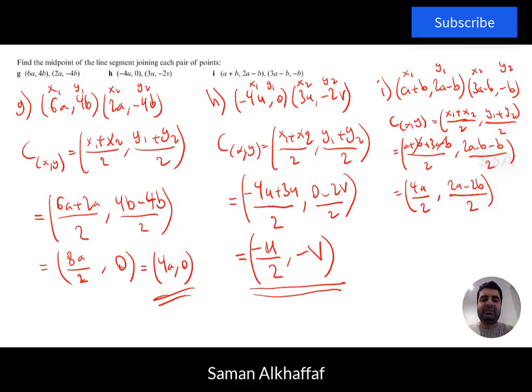And for us to simplify, it would give us 2a, and we also have dividing the 2 by each other by taking 2 as a common factor, so that would give us a minus b as the y coordinate for the points.